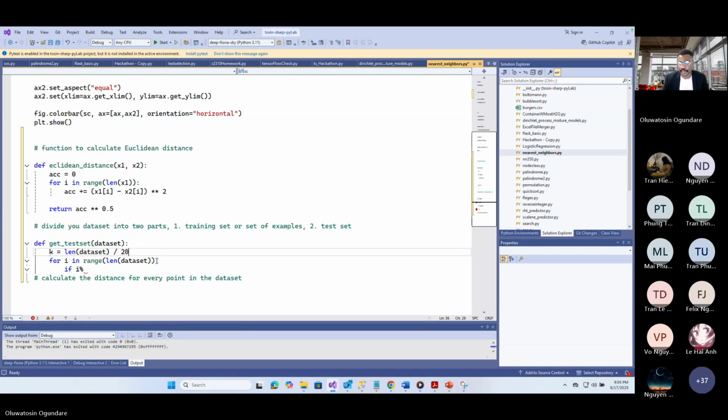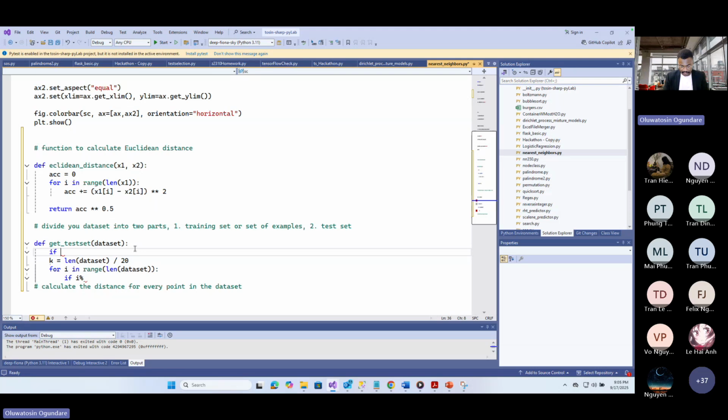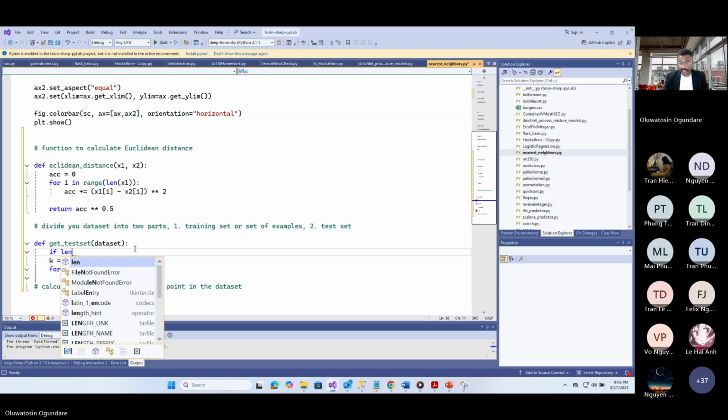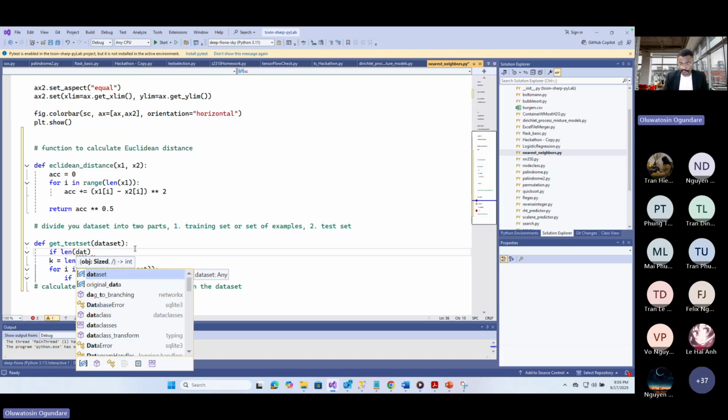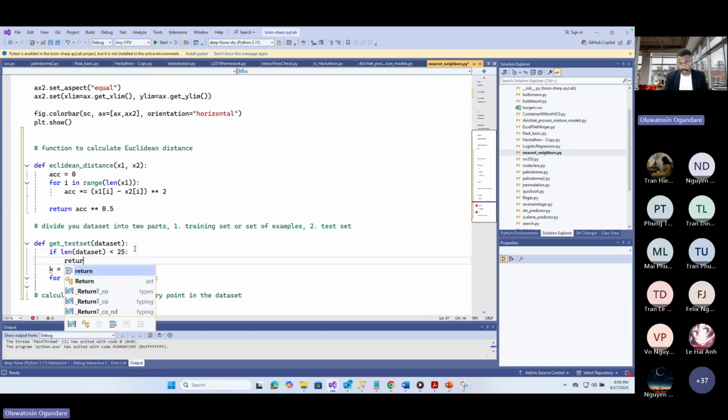Right? And we're going to say that if the length of our data set is less than, say, 25, we're going to return an empty list. So it's too small.